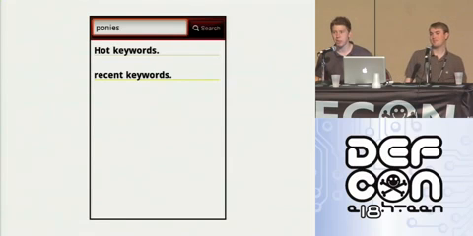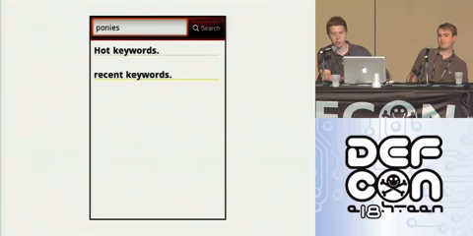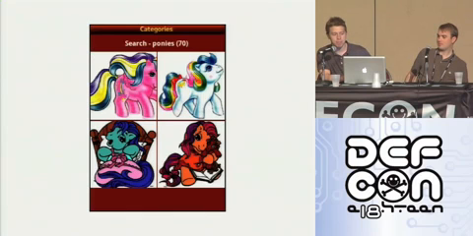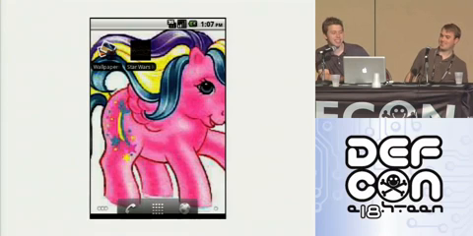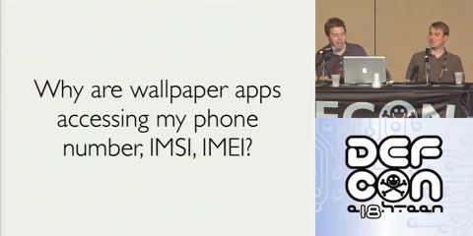So let's download one of these applications. I want to pimp my phone. So we search for wallpaper once we've downloaded the app. Select our wallpaper. Phone is pimped. Wait, so why again are the wallpaper applications accessing my phone number, IMSI, and IMEI?